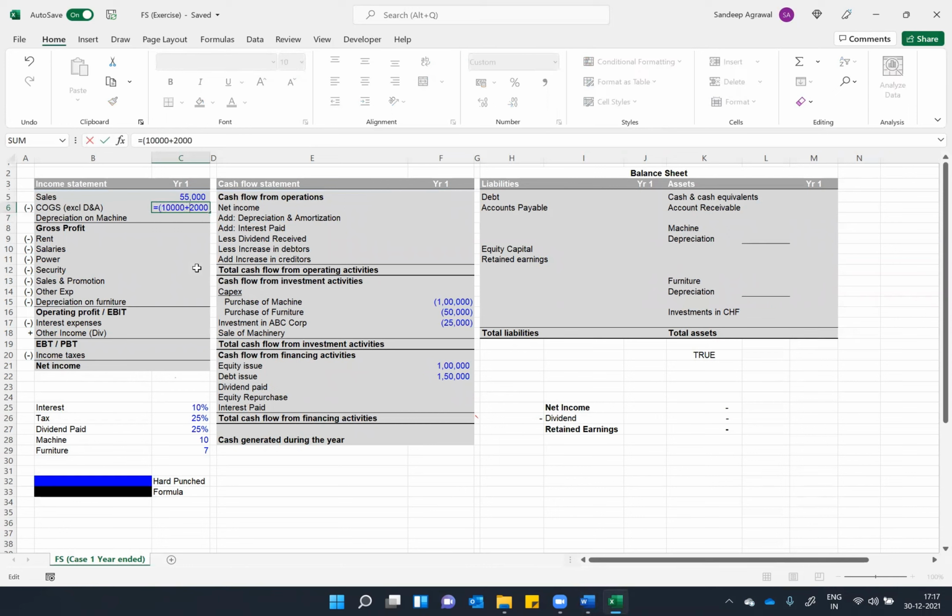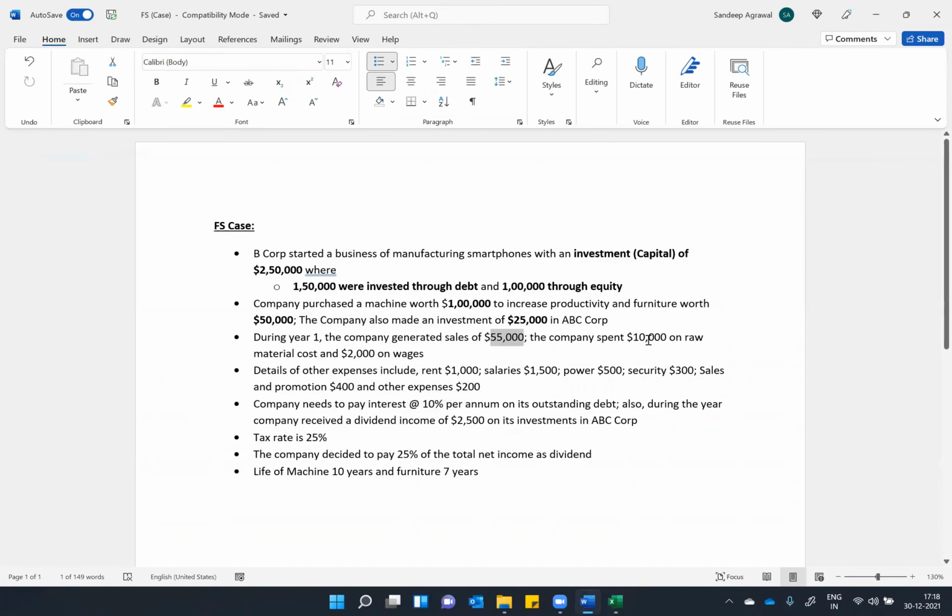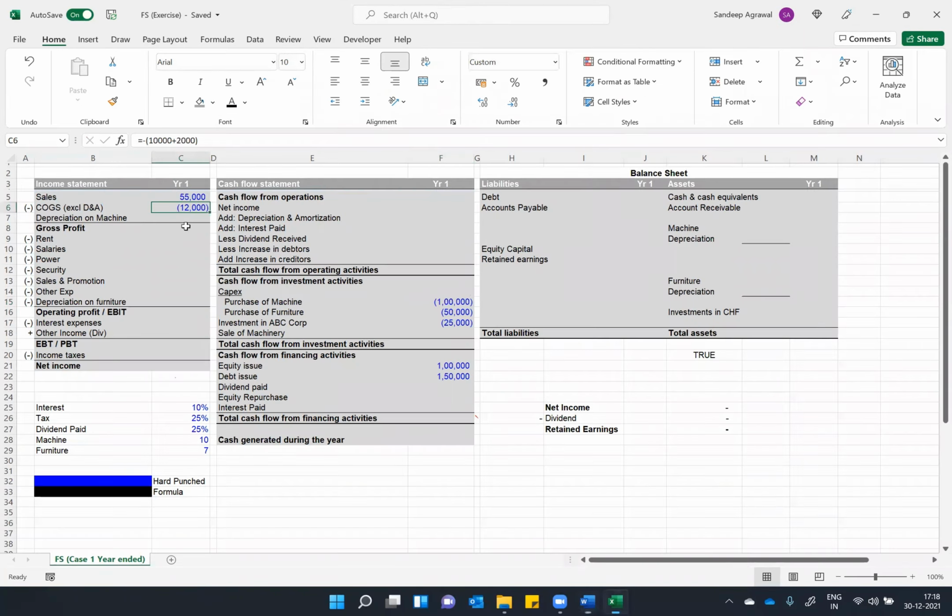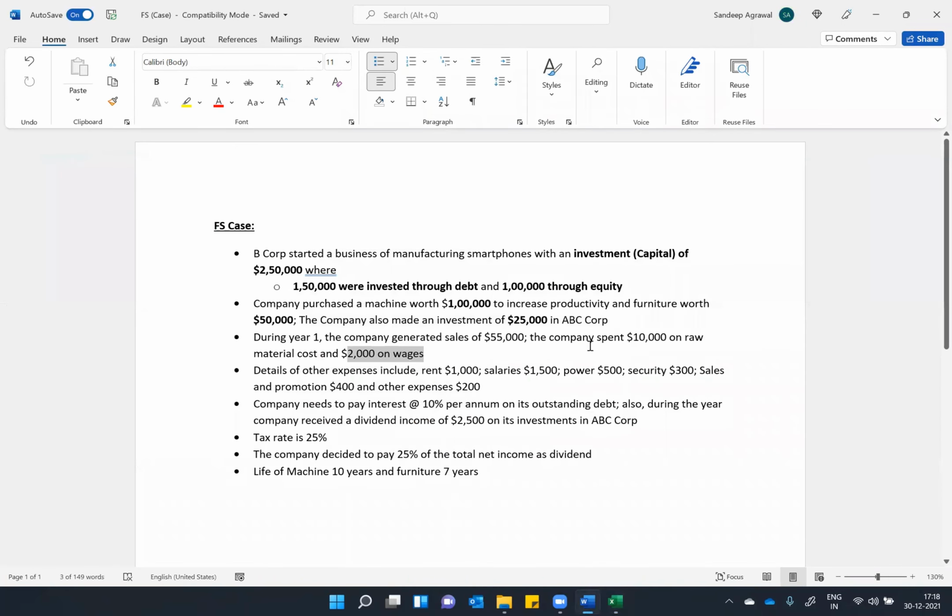I will keep this number in minus, right? So the brackets, let me tell you, all the numbers which you will see in brackets are negative numbers. So 12,000, which is 10,000 of raw material and 2,000 of wages, I have put in. Now I will calculate the gross profit. So sales minus COGS will give you a gross profit of 43,000. Next entry is what?